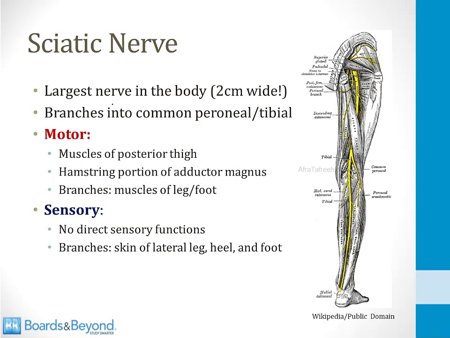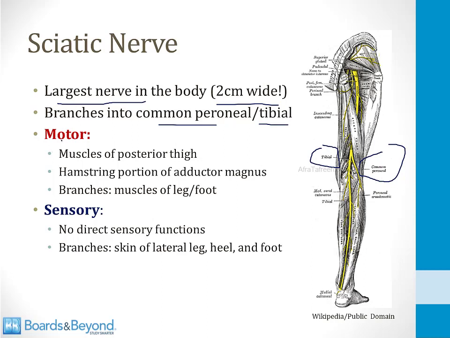As I said before, the sciatic nerve is the largest nerve in the body. It's up to 2 centimeters in width. Behind the knee, it branches into the common peroneal and tibial nerves. That's shown in this drawing here. The sciatic nerve runs down the back of the leg, and then behind the knee, it branches to become the tibial and common peroneal nerves, which supply the lower leg and foot.